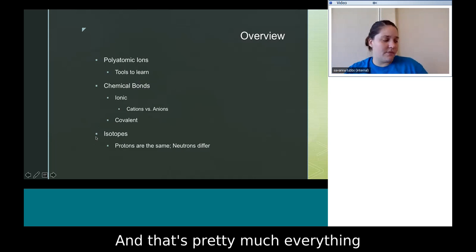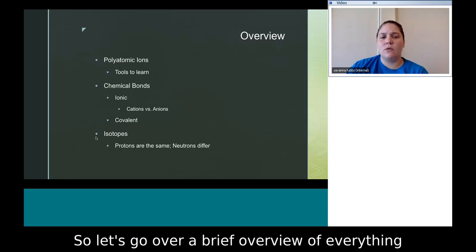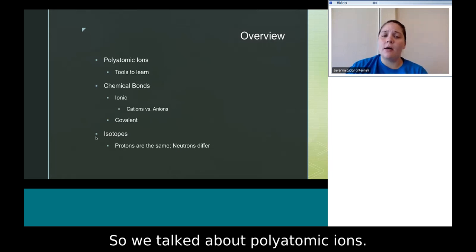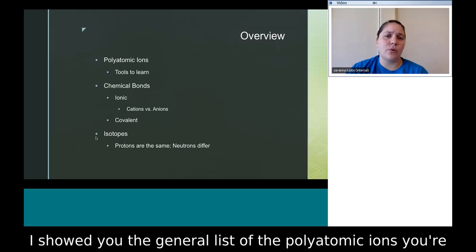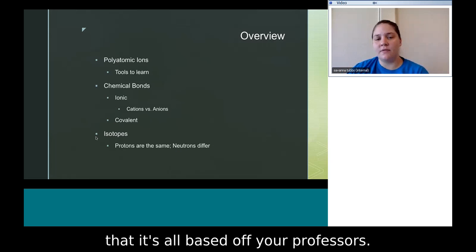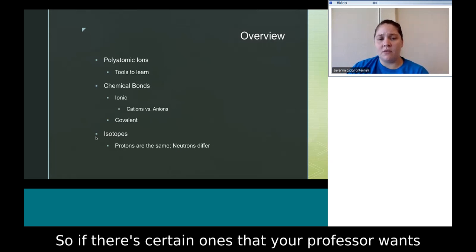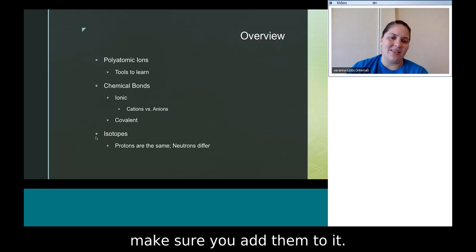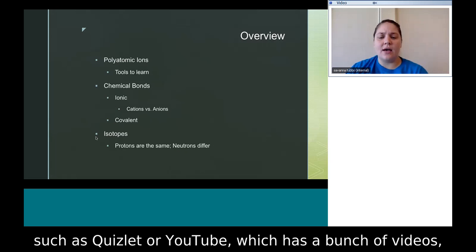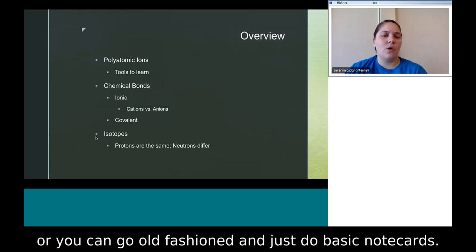And that's pretty much everything that we have to cover today. So let's go over a brief overview of everything we talked about. So we talked about polyatomic ions. I showed you the general list of the polyatomic ions you're most likely to have to memorize. But do take into account that it's all based off your professor. So if there's certain ones that your professor wants you to know that weren't on that list, make sure you add them to it. We also talked about different tools that you can use, such as Quizlet or YouTube, which has a bunch of videos, or you can go old-fashioned and just do basic note cards.